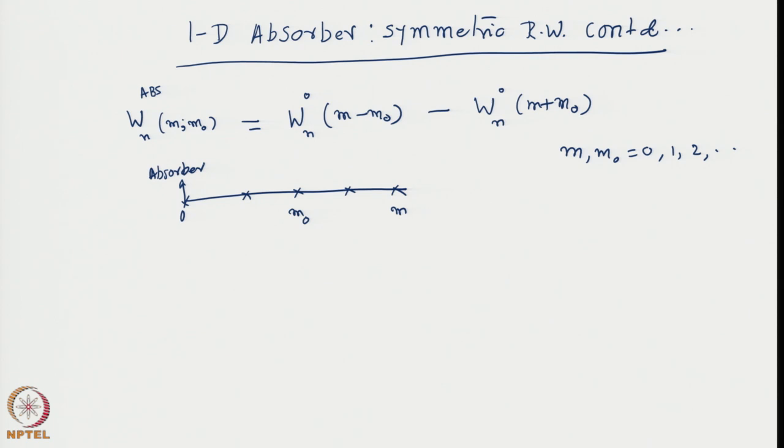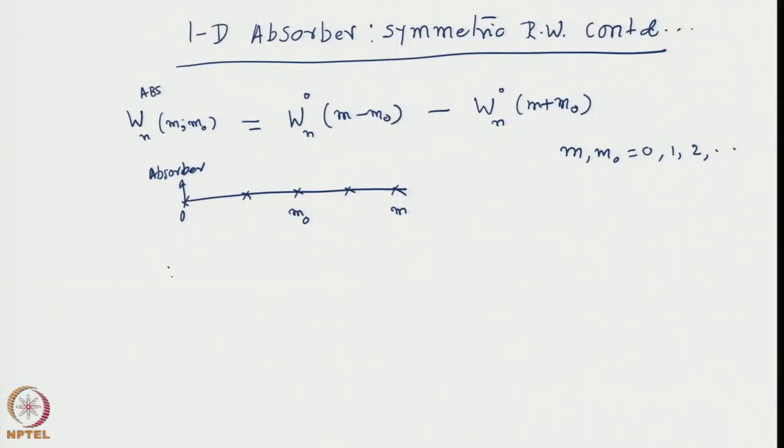We made no assumptions excepting to make use of the fact that the random walker crossing the barrier is killed, and therefore this process is actually executed by considering the virtual walker and subtracting his trajectories crossing the barrier. Interestingly, now if you put m equal to 0 in this, we get the result W n absorber 0 m naught equal to W n free at minus m naught, minus W n free at plus m naught.